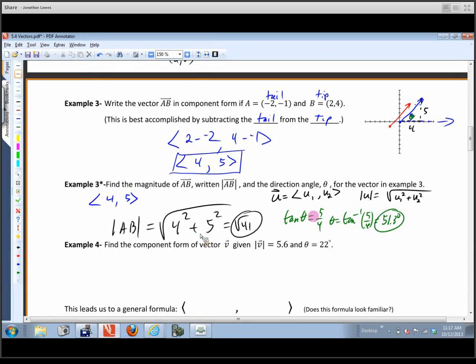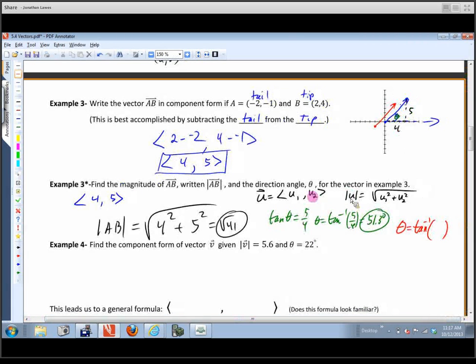So there are my two answers in this particular case, but let's think about how would I do that in general? Well, the cool part about this is you'll notice that in each case I get the vertical component over the horizontal component. So I could find the angle by just doing tangent inverse of the vertical component over the horizontal component. So in this case, I'm going to put u2 over u1. Okay, so here's a nice formula for figuring out the magnitude of a vector, and here's a nice formula for figuring out the direction angle for a vector.